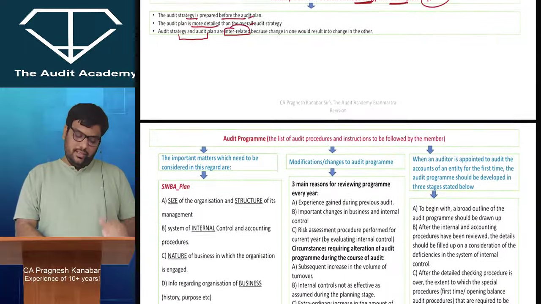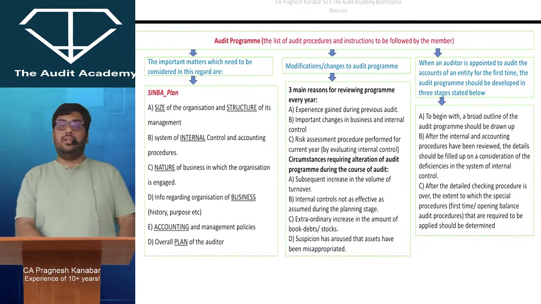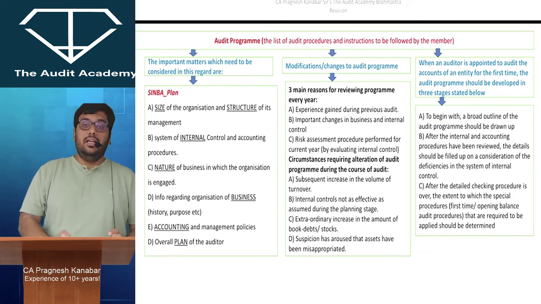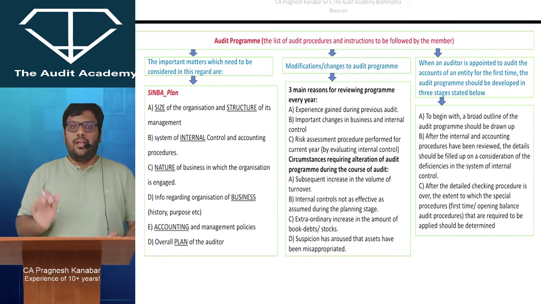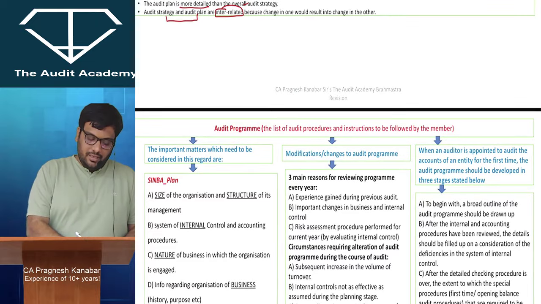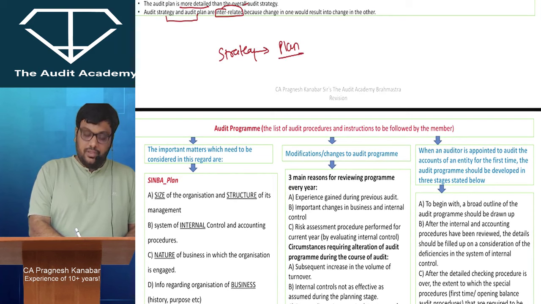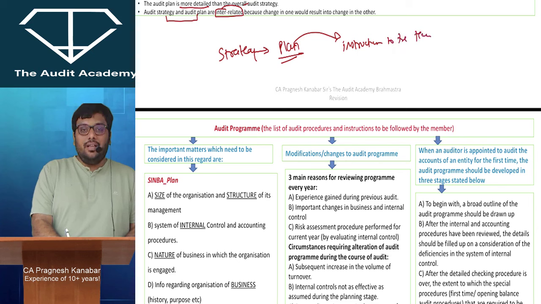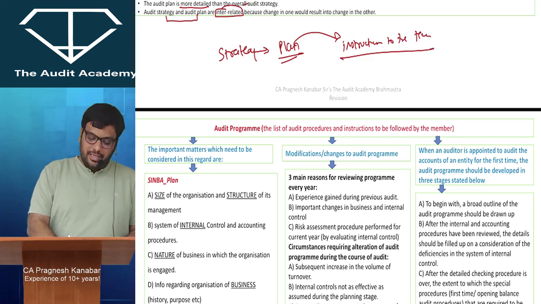Now there is one more concept connected with SA 300 which they have given, and this is the last concept of SA 300, that is the concept of audit program. What is an audit program? See, first there is mental work, that is strategy, all right. After strategy we have the plan, the description of the procedures, but this plan needs to be given in the form of instructions to the team, all right.